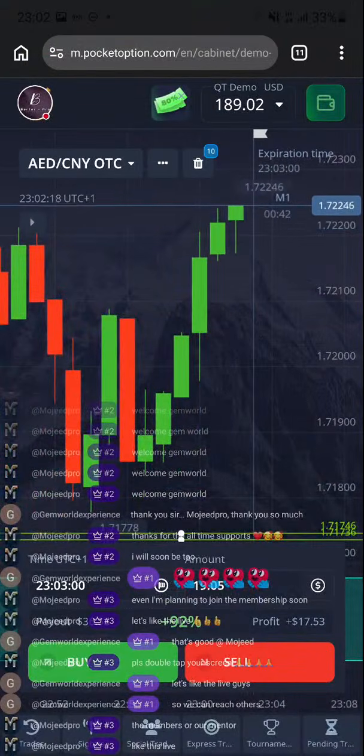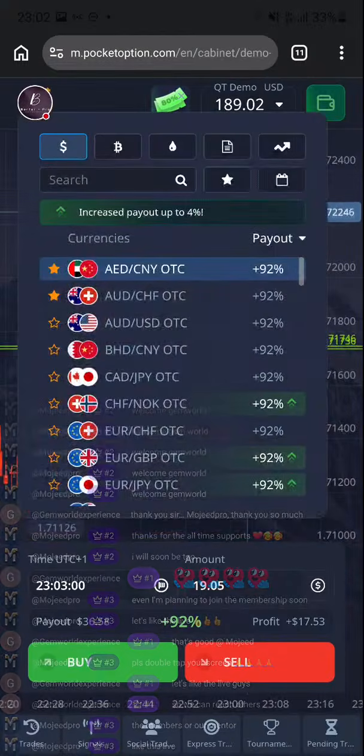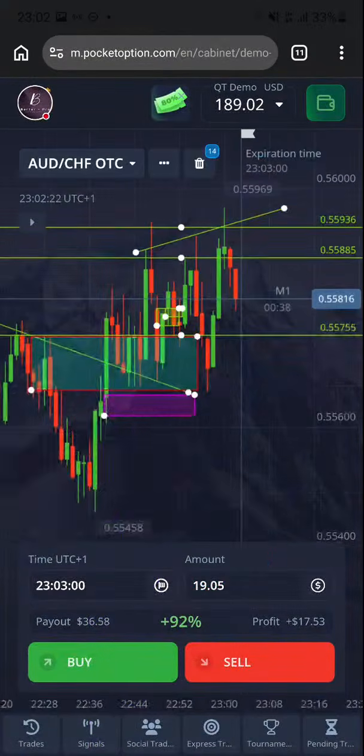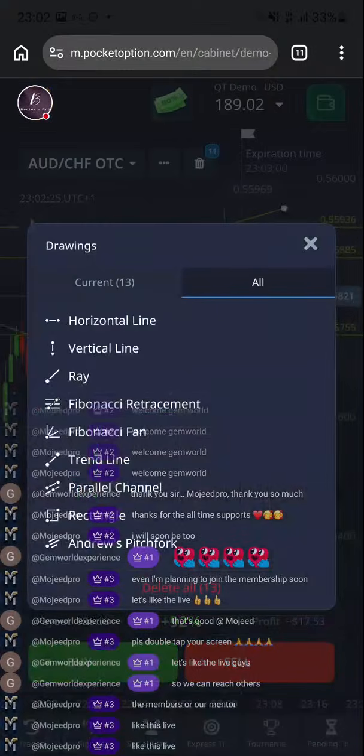1, 2, 3, 4, 5. Okay, the fifth candle already played out. Let's check this market quickly.